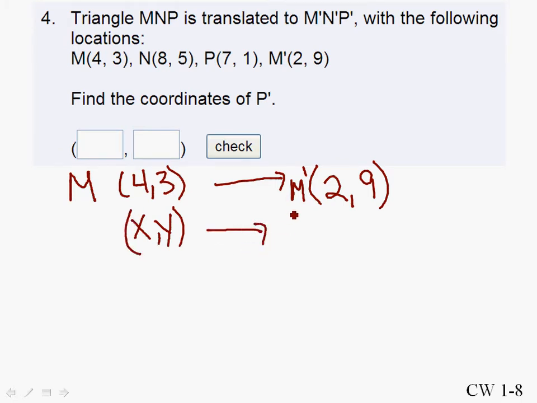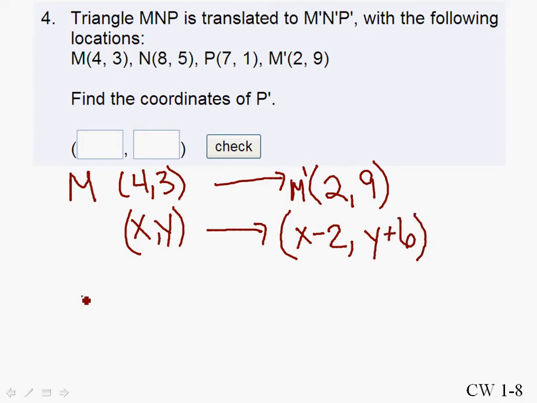We need to figure out what we do to get 2. So what did we do to x to get 2? If x started out as 4 and became 2, 4 minus 2 would give me 2. If y started out as 3 and then became 9, y had 6 added to it to become 9.